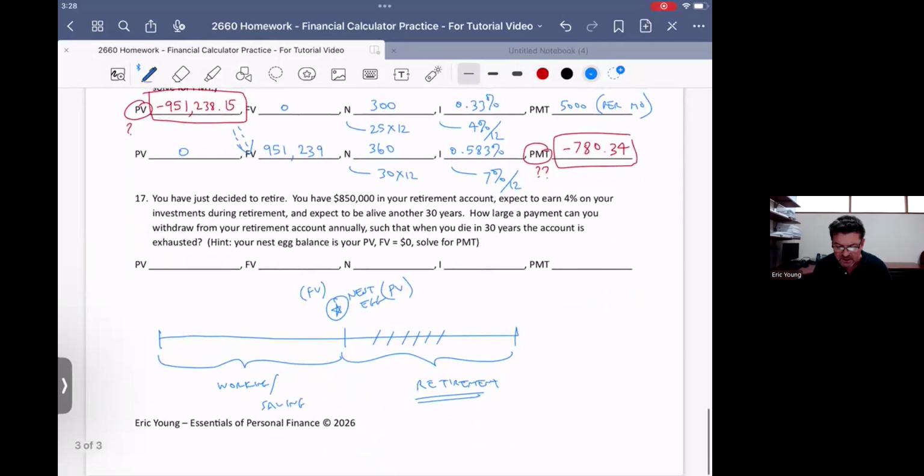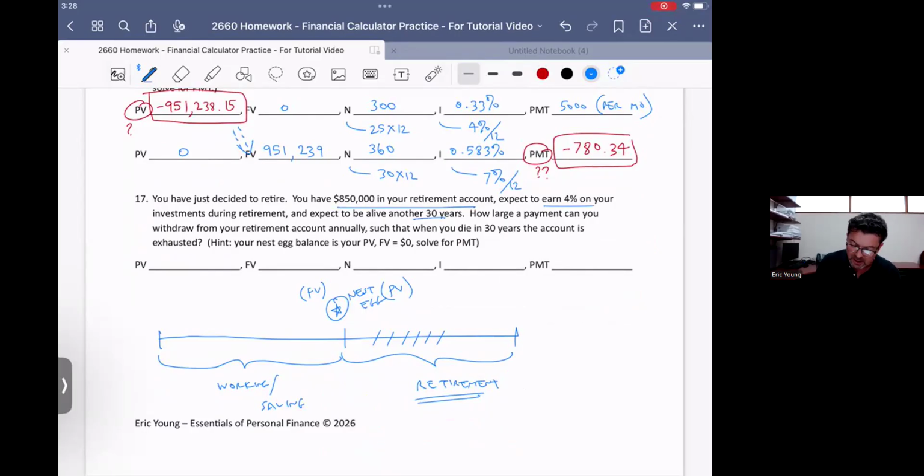Okay? One of the hardest things to do, and you got it knocked out in 5 minutes. Easy stuff. Have a dream, have a goal, and use the tools to plan it. You can do this. Final one. You just decided to retire. We're going to turn it around a little bit. You have $850,000 in your retirement account. You expect to earn 4% on your investments and expect to be alive for 30 more years.